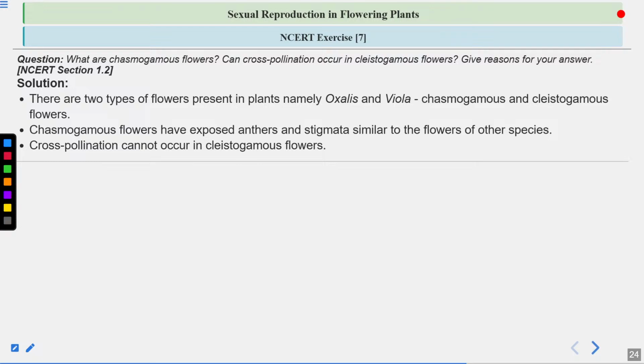So this was the answer to the second question. Can cross-pollination occur in the cleistogamous flower? No. There cannot be cross-pollination in the cleistogamous flower. Why? What is the reason? Because the flower does not open. The flower is in the closed form only, in the form of a bud. Their anther and stigma are not exposed. So how could cross-pollination occur?